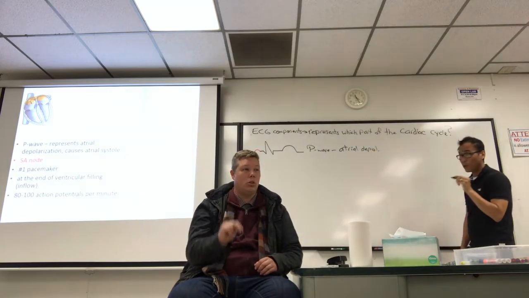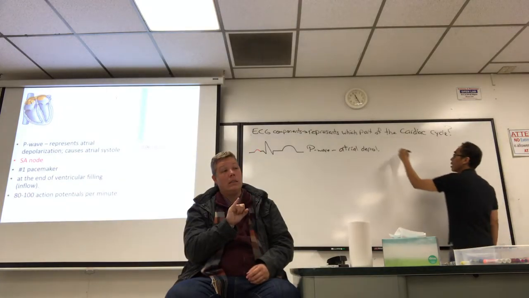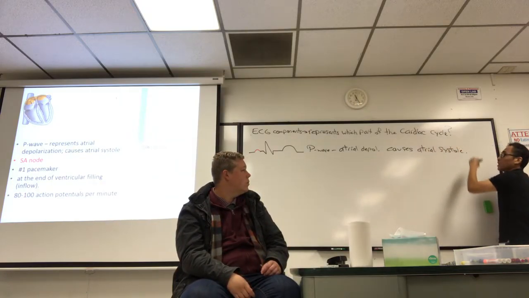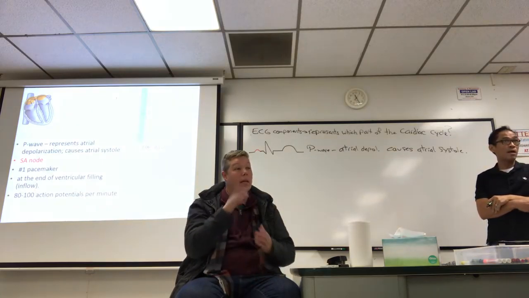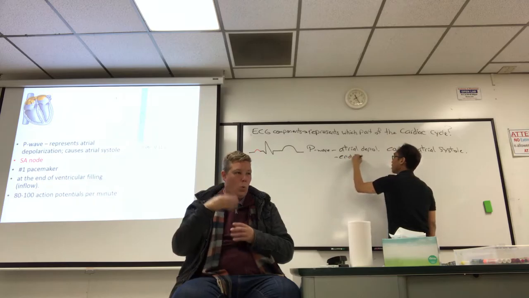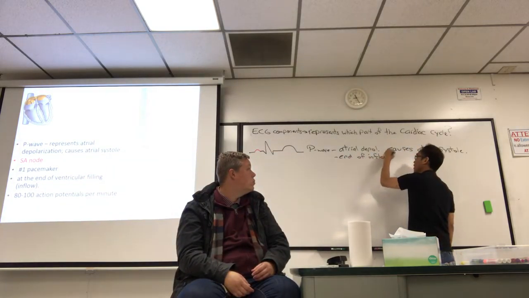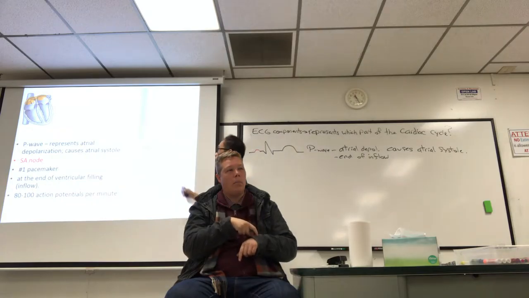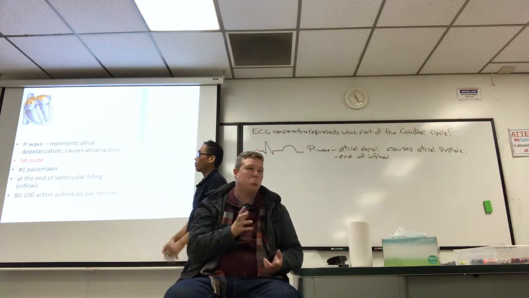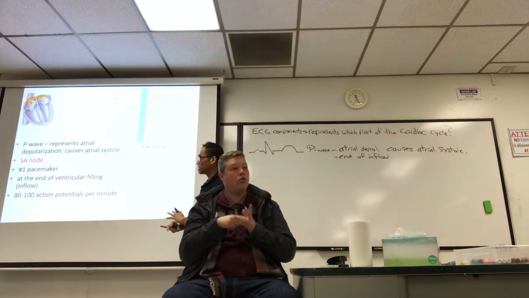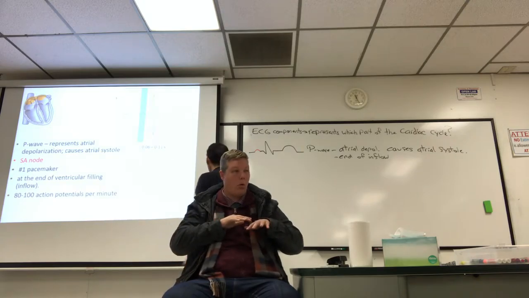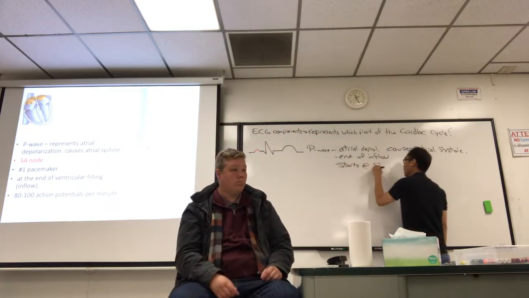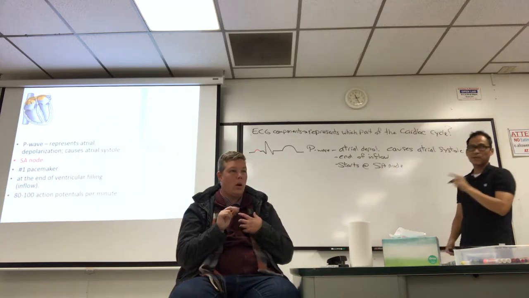Atrial depolarization causes atrial systole. So this is at the end of inflow, right? End of inflow. That's where we are in the cardiac cycle. They give you the approximate time it should take. Remember, the entire cardiac cycle is about 0.8 seconds, so this is a very small portion of it. The whole signal starts at the SA node and spreads through the entire atrium. Starts at the SA node. That's your number one pacemaker, we already noted that.